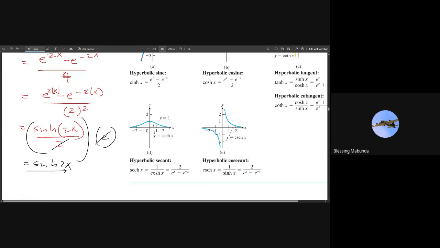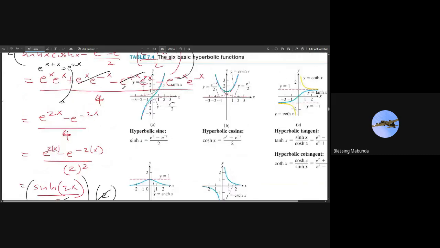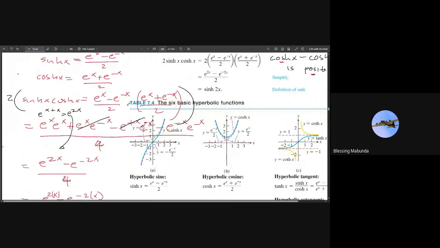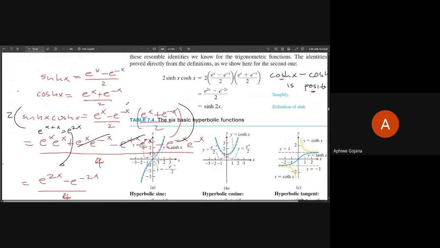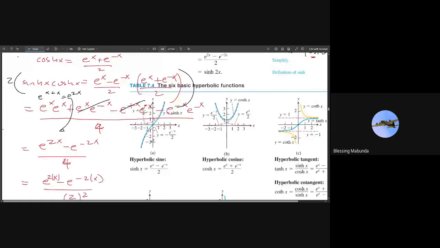This was a great example to show how all of this works. Does this make sense to you? Yes, it does. Okay. If you happen to have any questions, you can let me know.